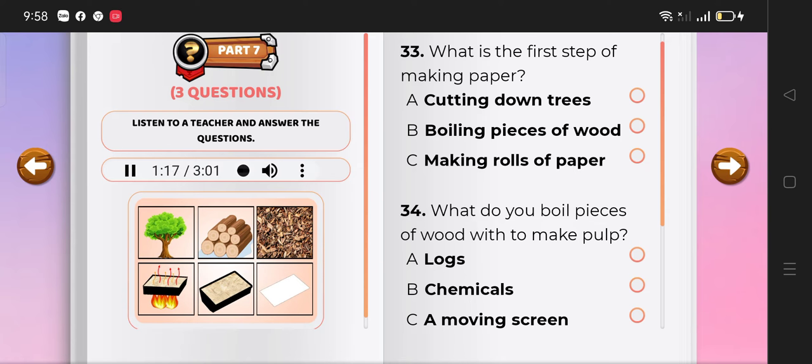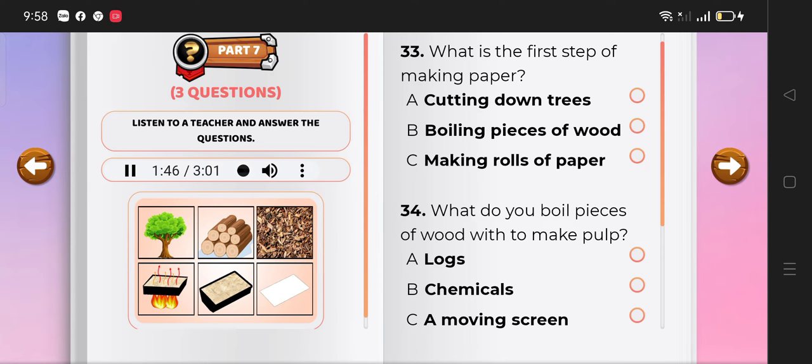Workers use huge machinery to make rolls of paper. Lastly, the paper rolls are cut to size and transported to other factories to be made into different kinds of paper, like your notebooks. Now you know why we can save trees by using less paper.